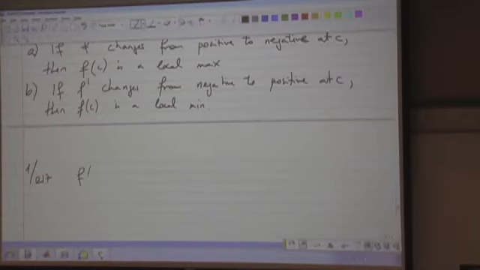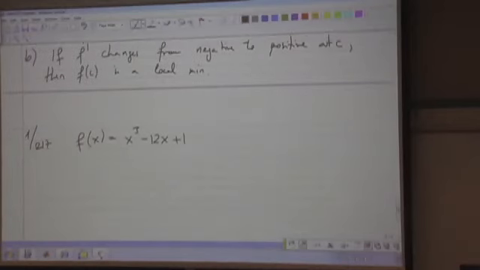Okay, so f of x equals x cubed minus 12x plus 1. The problem has to find the intervals on which f is increasing or decreasing, and then find local minimums or maximums. So first part says increasing, decreasing intervals.